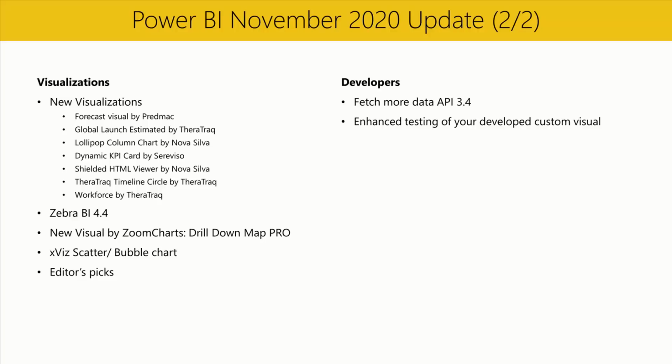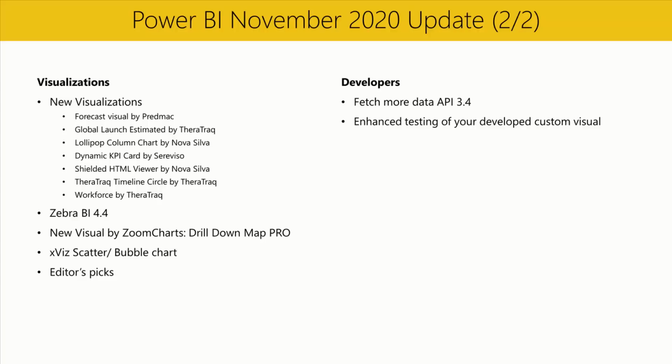Updated visuals this month include version 4.4 of Zebra BI Charts, Zoom Charts' new Drill Down Map Pro, and the XViz Scatter Bubble Chart. More information on all of the new and updated visuals can be found on our blog and in their respective links in the video description below. Lastly, this month's editors' picks are the Bowtie Chart by Mac Software, the Collaborate visual by ValQ, the Collage visual by CloudScope, and the Drill Down Donut Pro by Zoom Charts. You can find these editors' picks and all of the other mentioned visuals on AppSource.